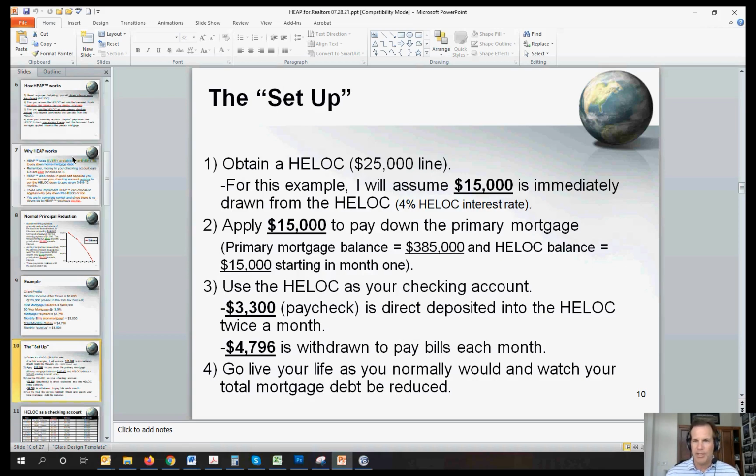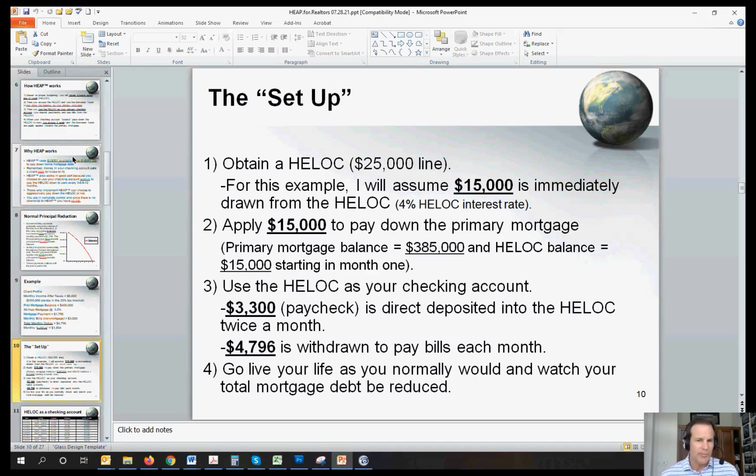So going to the next slide, let's go ahead and set up our home equity line of credit in this example. I'm going to take out a $25,000 line, but I'm only going to access $15,000 of it. And as you know, most home equity lines of credit are slightly more than the mortgage rate, so I'm going to assume a 4% interest rate, a little bit higher. I'm going to take my $15,000 and pay down my $400,000 mortgage to $385,000. I still have $400,000 worth of debt, and in fact, $15,000 of it is a little bit higher because the HELOC debt is a little bit higher.